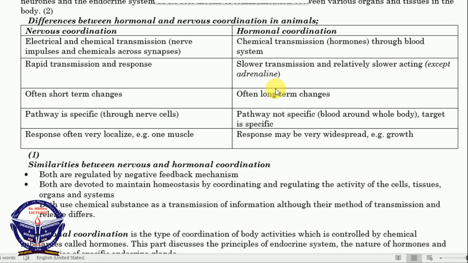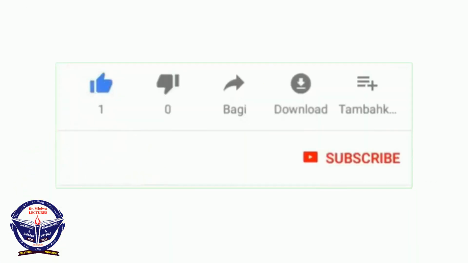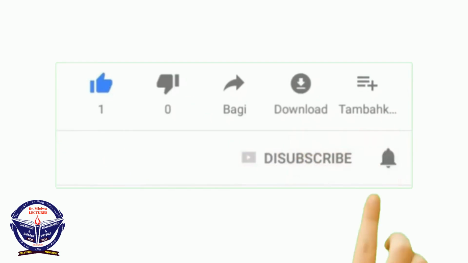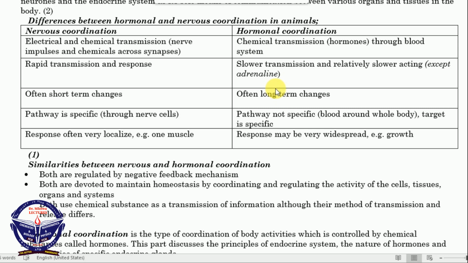When the hormones are secreted by the endocrine glands, they are poured into the blood, so they circulate through the blood all over the body. But the targets are specific. So if the targets of the hormones are present in the kidney, only when the blood passes through the kidney will the response be produced. But if the blood does not reach the kidney, the response of the hormone will not be produced. So the targets are specific, but the hormone pathway is not specific.